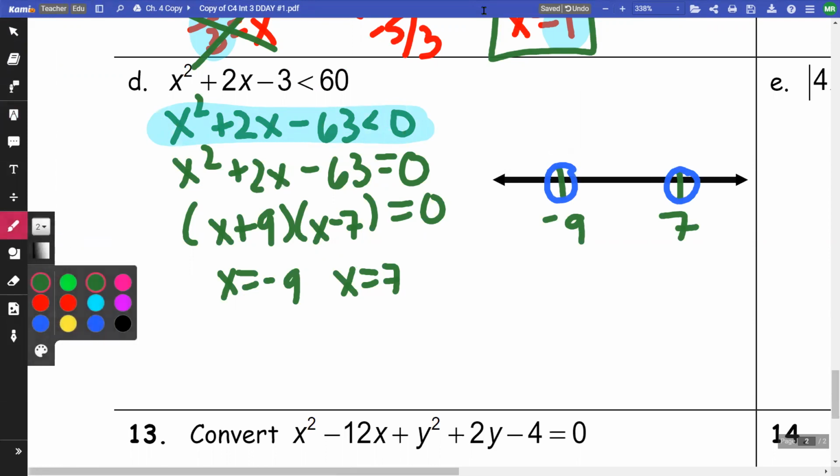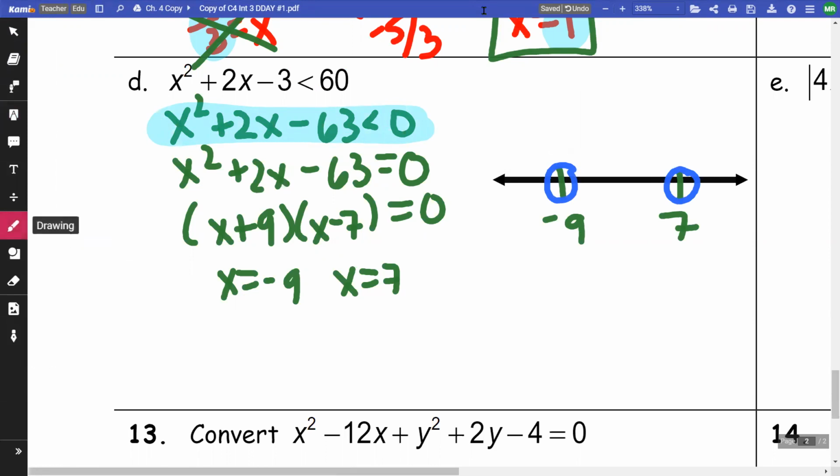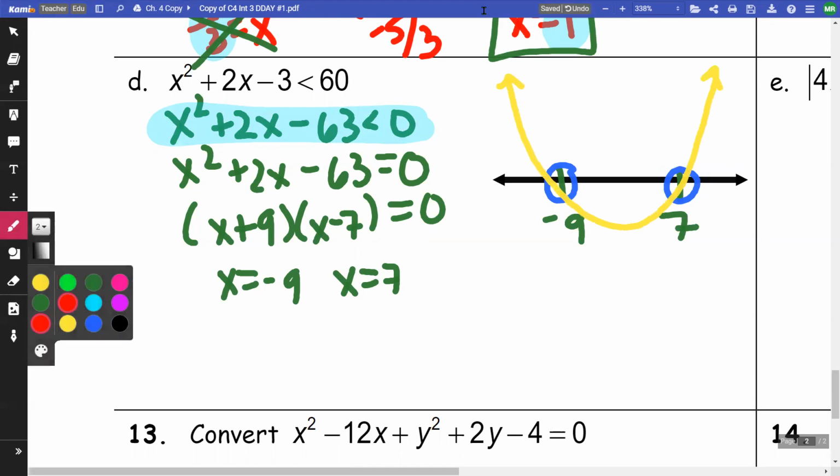And then I need to decide where to shade. So I think about this as a parabola, and I want where the parabola is less than 0. So basically, if negative 9 and 7 are my x-intercepts, I want where it's below the number line. So I'm above, at 0, below 0, at 0, above 0. So where I am going to shade, since I want less than, is everything here. And so my answer is going to be negative 9 less than x less than 7.